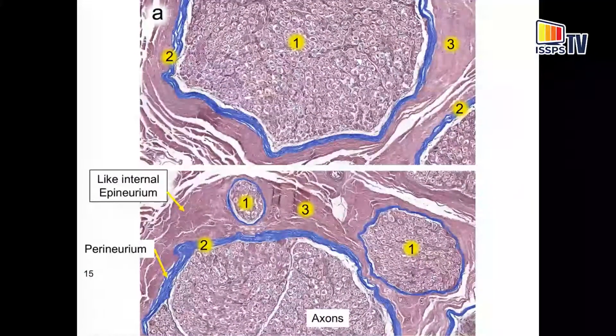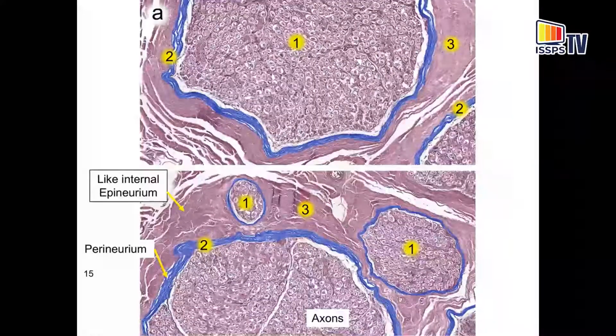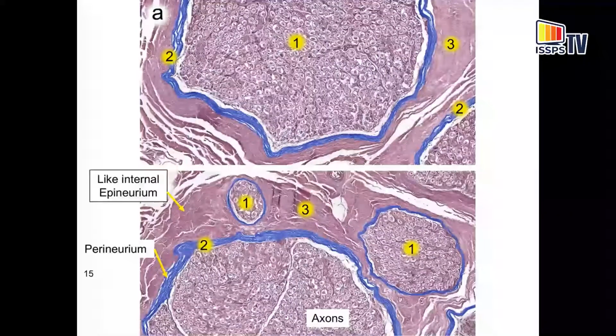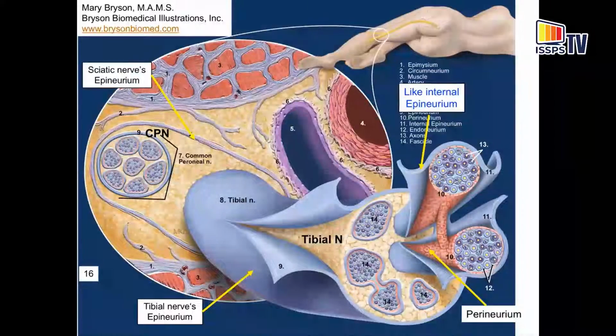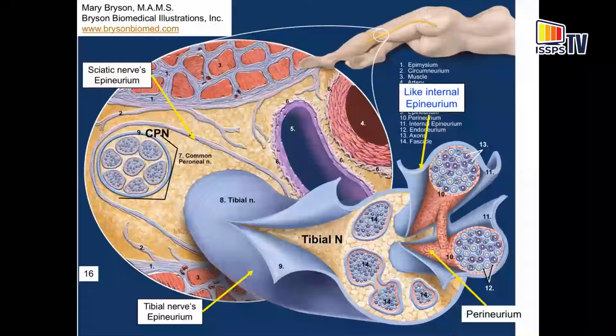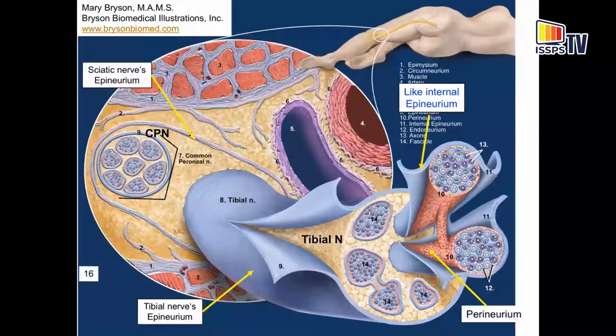You can see perineurium in blue, and like epineurium, close outside the perineurium. This cover is formed by collagen fibers like epineurium. In this diagram painted by Mary Brisson, you can analyze the epineurium of the sciatic nerve, the epineurium of the tibial nerve and common peroneal nerve, and like epineurium surrounding each fascicle outside the perineurium, including interfascicular connections between fascicles.